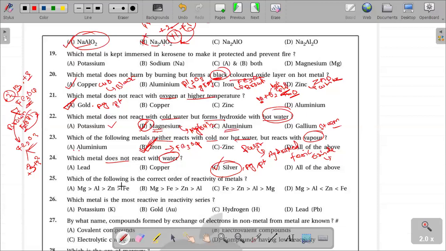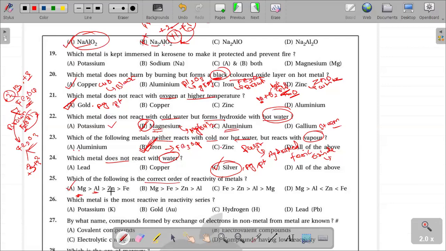And which of the following is the correct order of reactivity? First one, magnesium, aluminum, zinc, and iron. Second one, magnesium, iron, zinc, aluminum. Third one, iron, zinc, aluminum, magnesium. Next, magnesium, aluminum, zinc, iron. So here magnesium, aluminum, zinc, iron is the order of highest reactive nature.